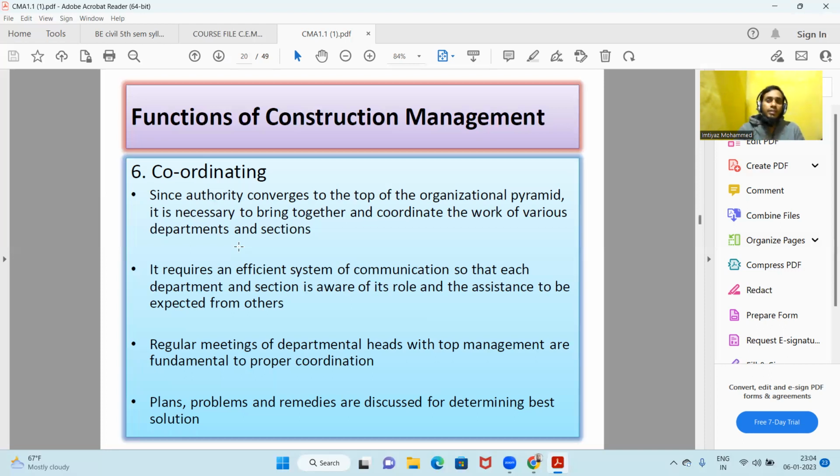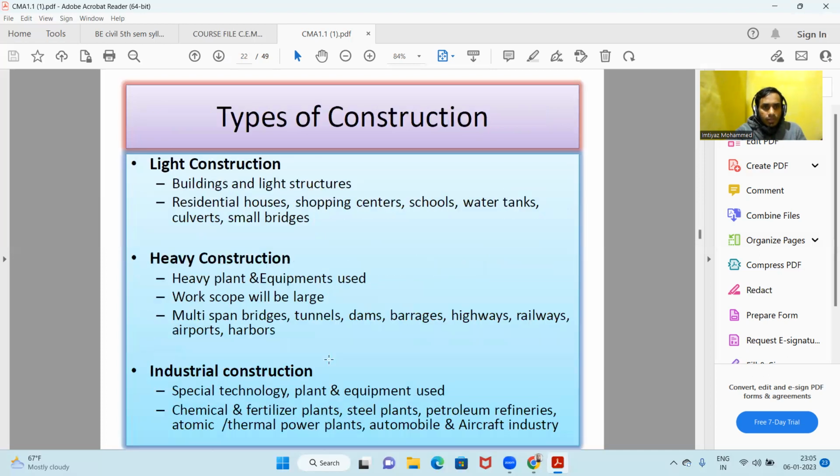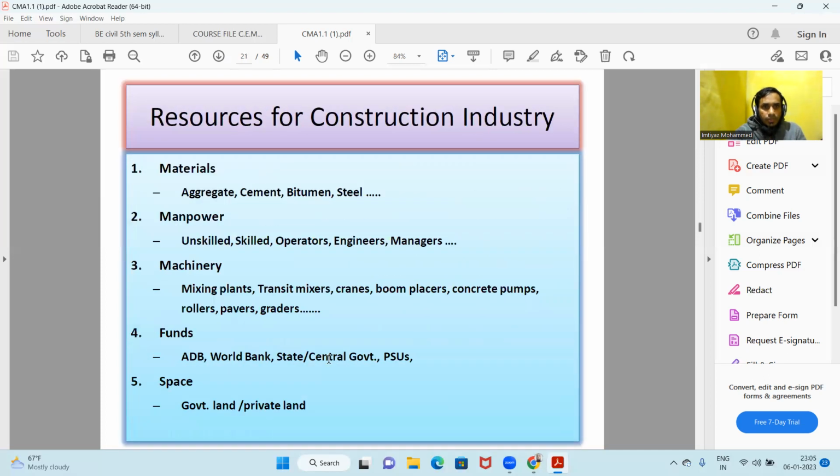If we have regular meetings, then we can discuss the progress of the project, and if there are any troubles or difficulties being experienced at site, those can be put forward to the top management, and then a proper solution or remedy can be proposed. So we also look at the different plans and problems, and then we try to rectify them. So this is after coordinating.